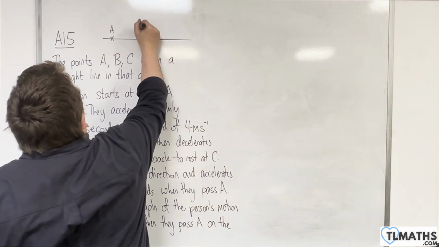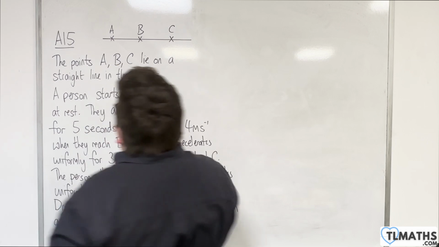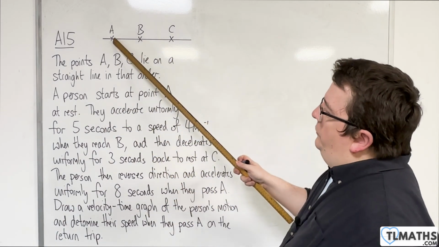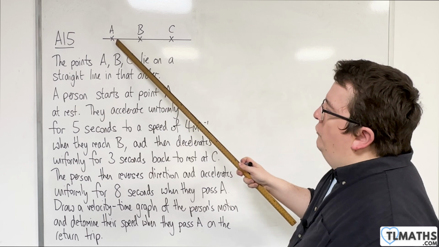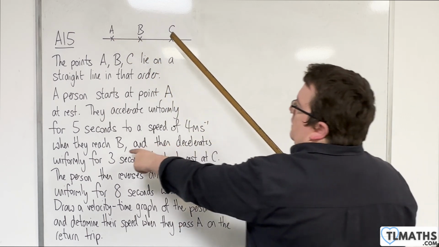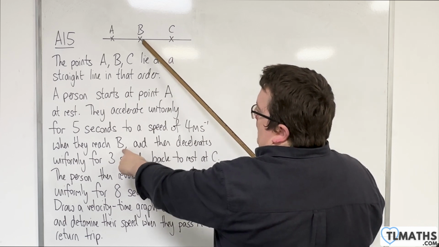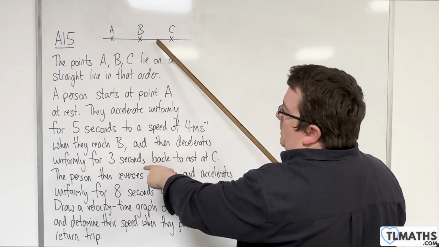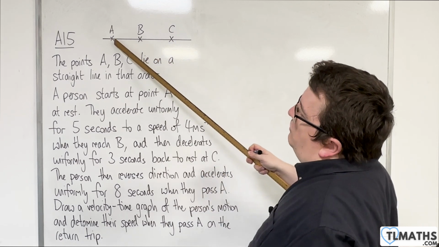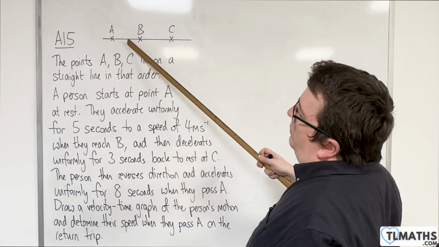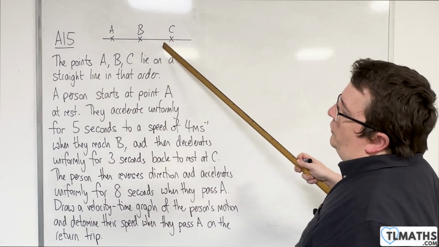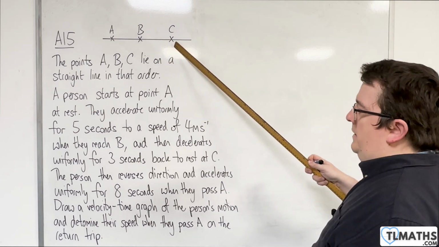A, B, C. A person starts at point A at rest. They accelerate uniformly for 5 seconds to a speed of 4 meters per second when they reach B, and then decelerate uniformly for 3 seconds back to rest at C. So they're starting from A, they speed up to a maximum speed at B, and then they start to decelerate, getting slower and slower until they're back to rest at C.